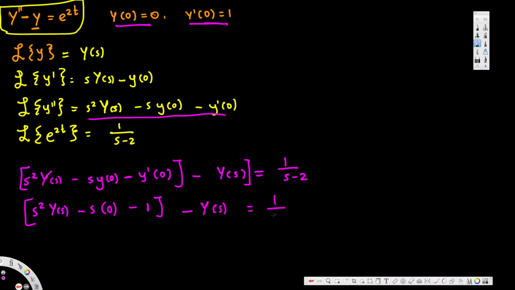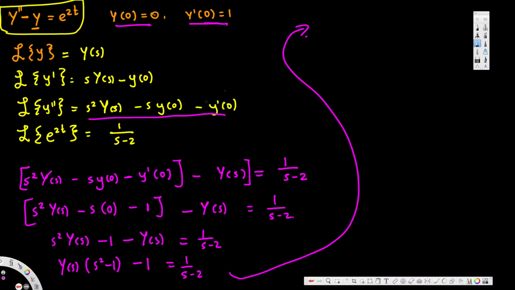On the other side we have 1 over s minus 2. Now s times 0 is just 0, so we have s square y of s minus 1 minus y of s, that is equivalent to 1 over s minus 2. Here we can take y of s common. If you take y of s common, this is going to be s square minus 1, and we can move this 1 to the other side, so let's put the minus 1 right now, and that's equal to 1 over s minus 2.